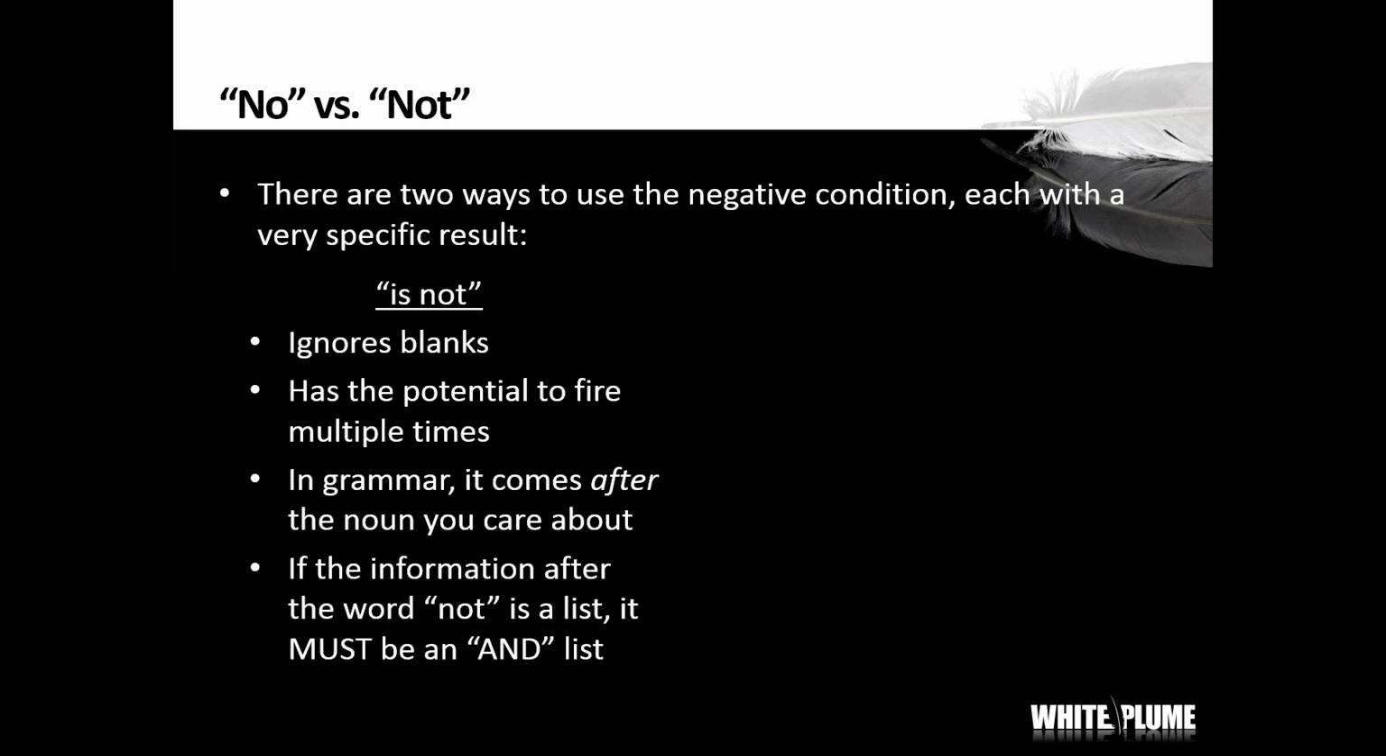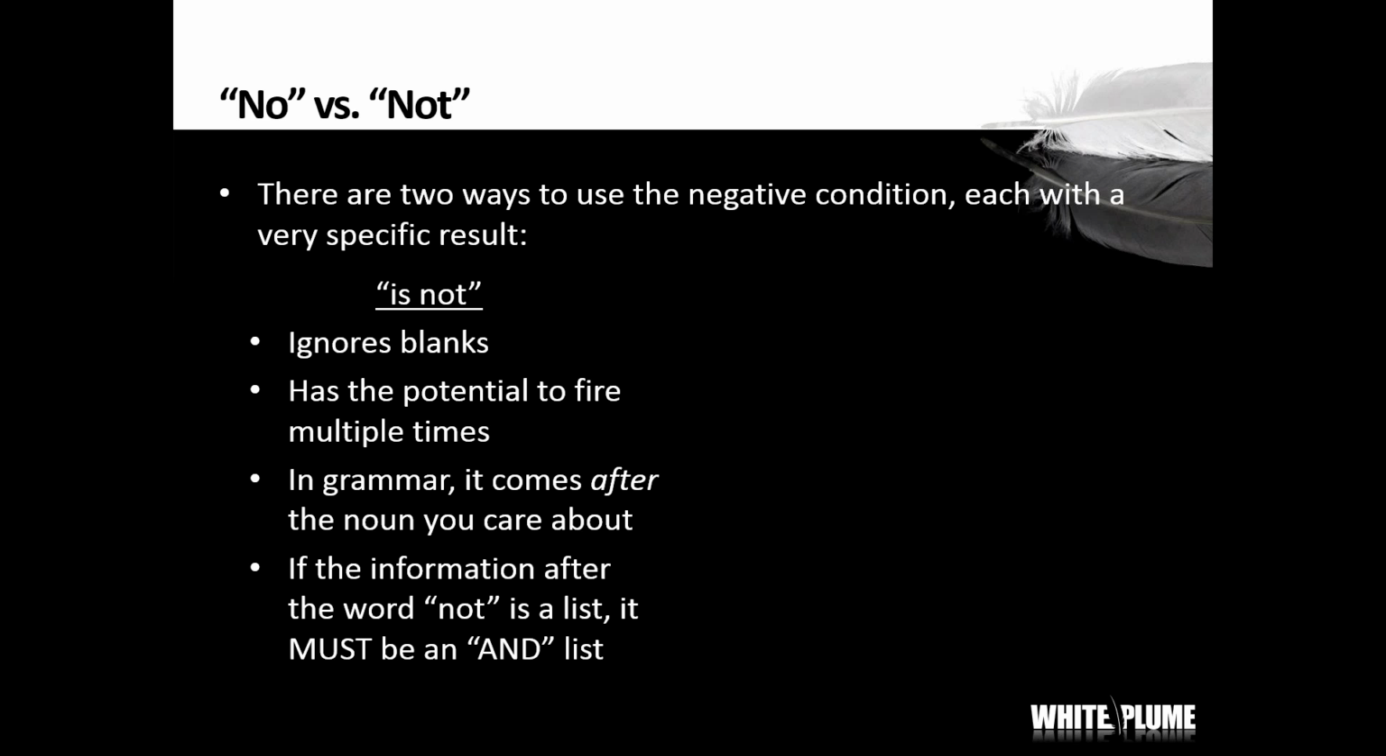It has the potential to fire multiple times. If you say when the modifier is not RT, and you've got a right and a 59, or if you say the diagnosis is not diabetes, and you've got diabetes and obesity and shortness of breath, it could fire for the shortness of breath and the obesity because those are not diabetes. So you could have multiple rules even though you didn't expect them.